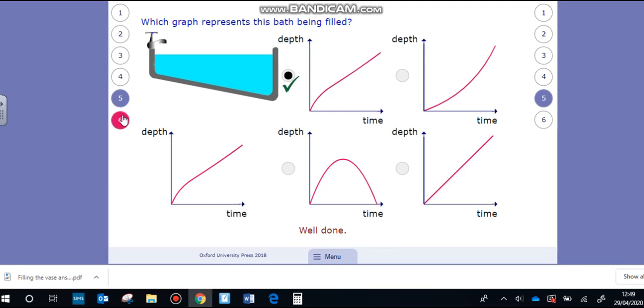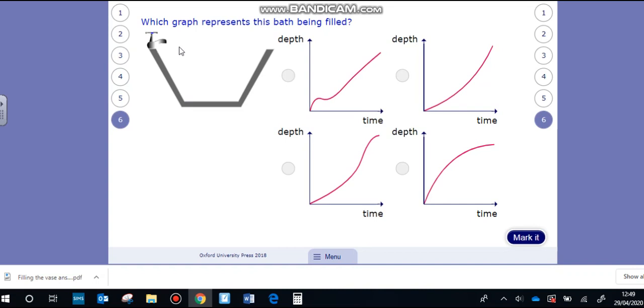Okay, so let's have a look at number 6. Different shape again. So again we've got a small surface area at the bottom, very large surface area at the top. Have a think about which one you think is going to be correct.